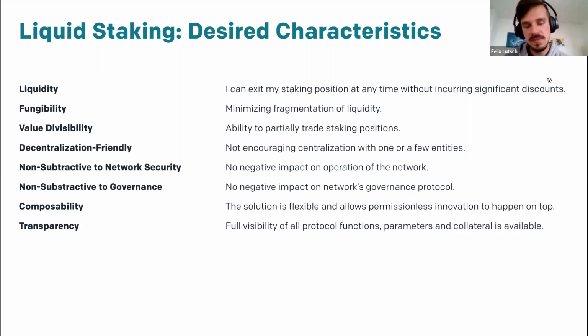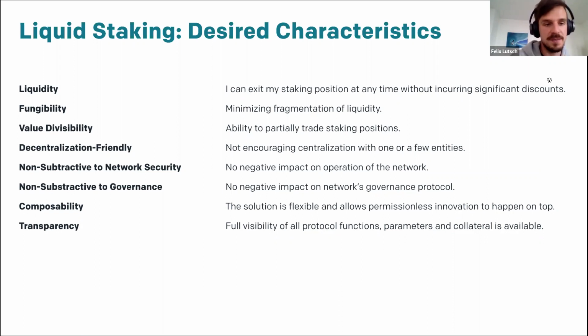Fungibility being the liquid staking solution ideally would minimize the fragmentation of liquidity. What we try to say here is, right, it shouldn't be that there are too many different tokens and none of them gets liquid, so the fungibility and liquidity are kind of connected, right? If there are too many different tokens, probably none of them will be really liquid, so anyone will need to endure significant discounts if you actually want to sell them on the market, if the market is very thinly traded. So ideally a good solution would minimize this.